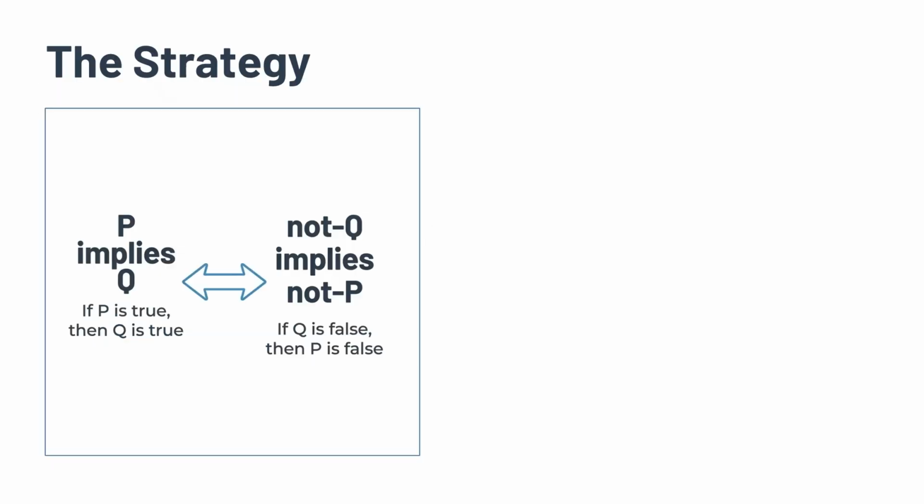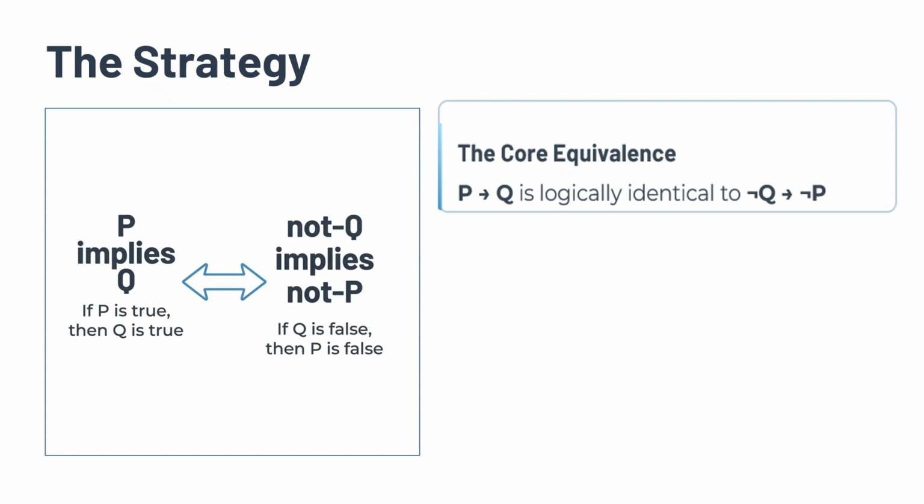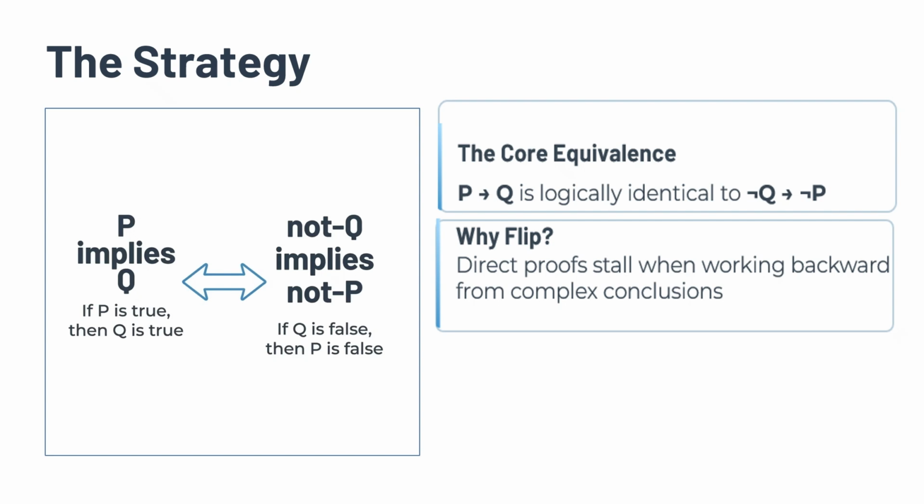When direct proof feels like pushing against a wall, we often turn to the contrapositive. The key idea is that an implication, if P then Q, is logically equivalent to its contrapositive. If not Q, then not P. This equivalence allows us to flip the logical direction without changing the truth of the statement.